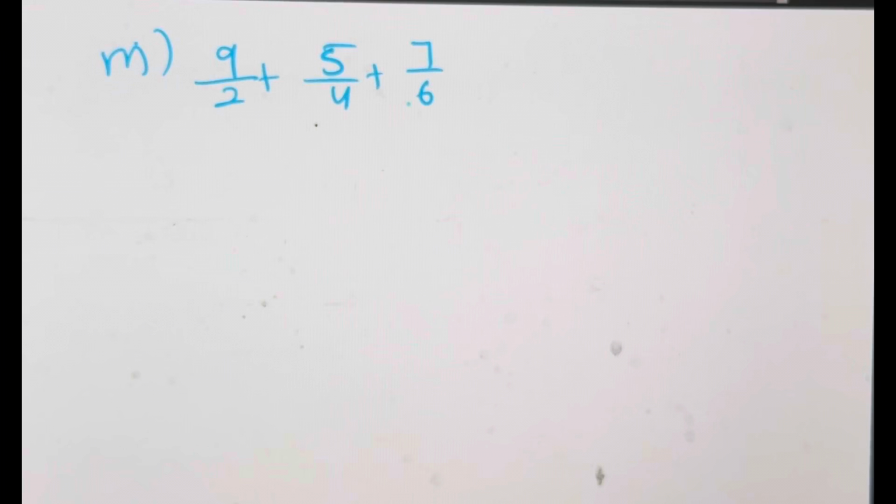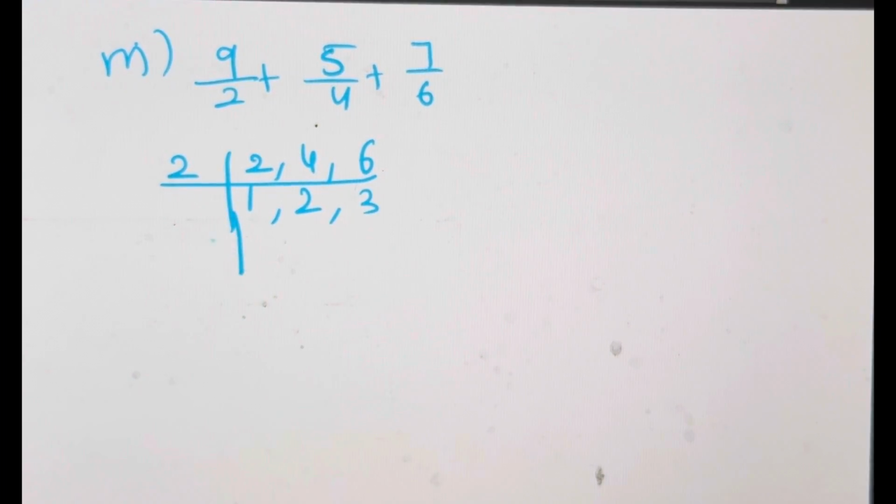9 upon 2 plus 5 upon 4 plus 7 upon 6. Last question of question number 1. Here you can see they are not co-prime. So here we will have to find out the LCM by prime factorization method. So we write the three denominators. 2 is common. So we start with 2. 2 1s are 2. 2 2s are 4. 2 3s are 6. You can take either 2 or 3. We take 2. 1 will remain as it is. 2 1s are 2. And 3 as it is.